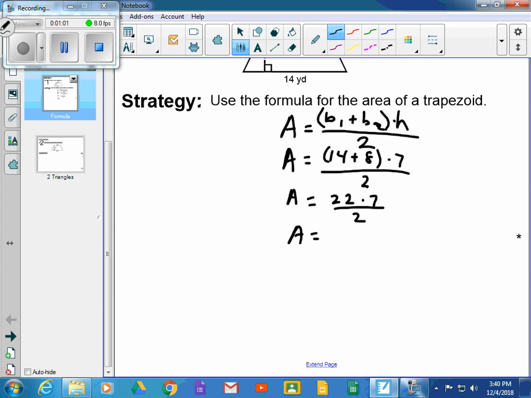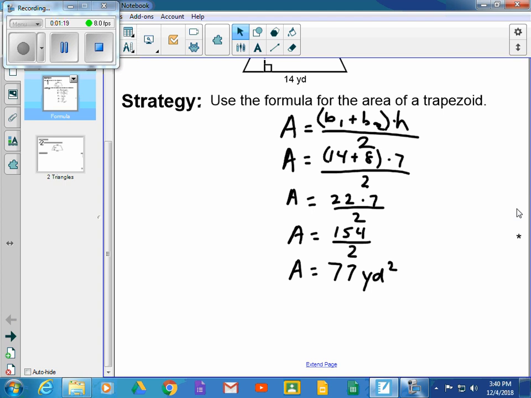Next, I'll take 22 times 7, which is 154, and then the last step, divide that by 2. I get 77. And since we are measuring in yards, my area is in square yards. So the area of that trapezoid is 77 square yards.